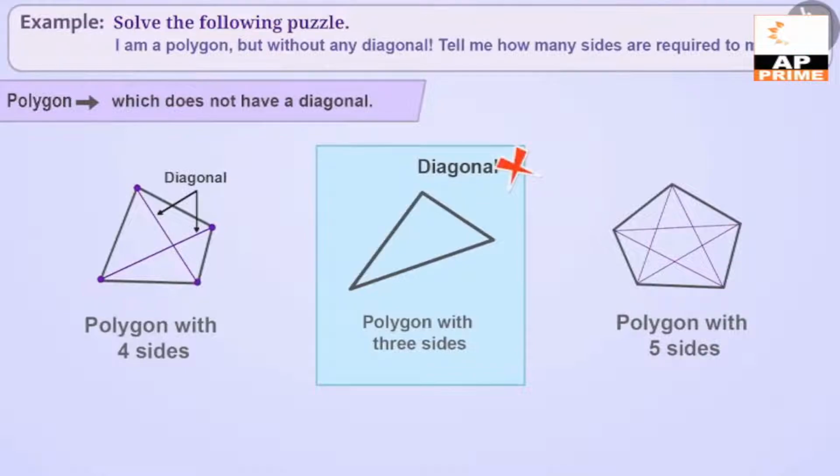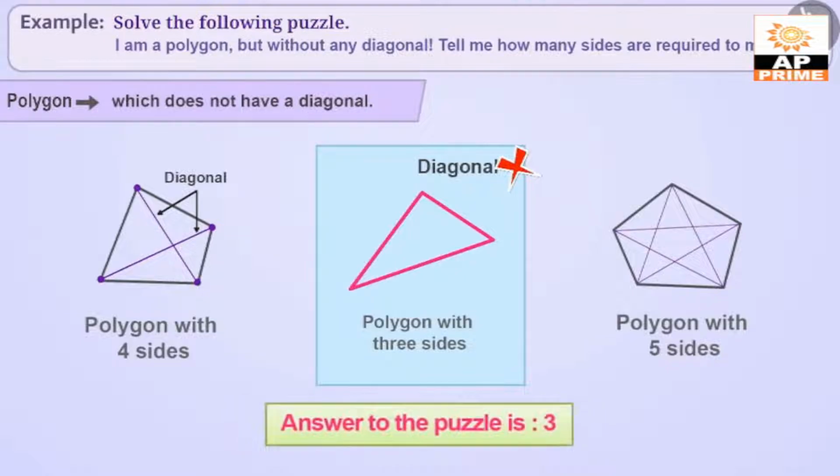Absolutely correct. This has no diagonal. Hence, this is the polygon represented in the puzzle. Since this is made of 3 sides, the answer to the puzzle is 3.